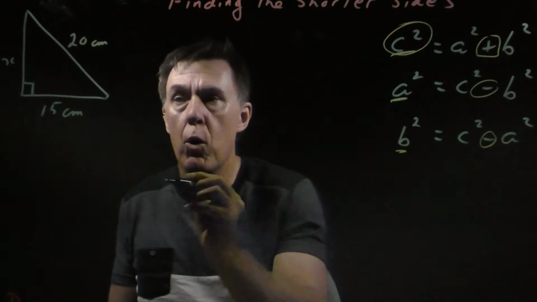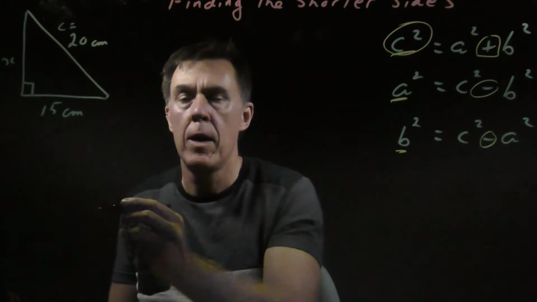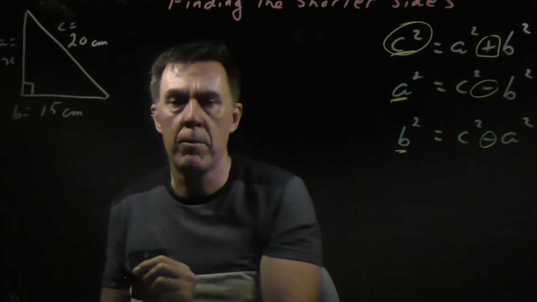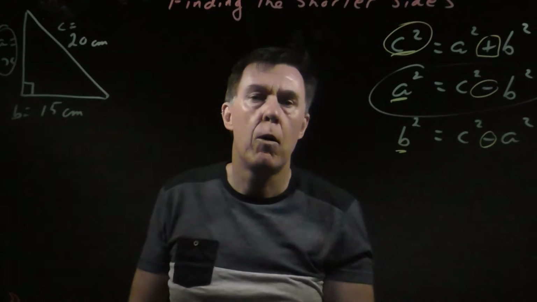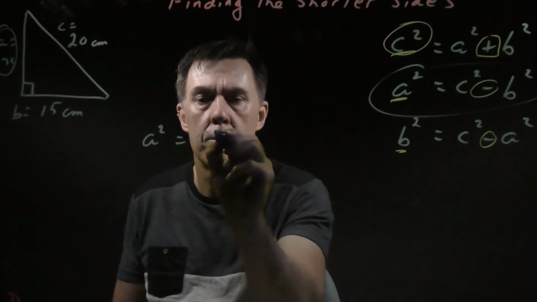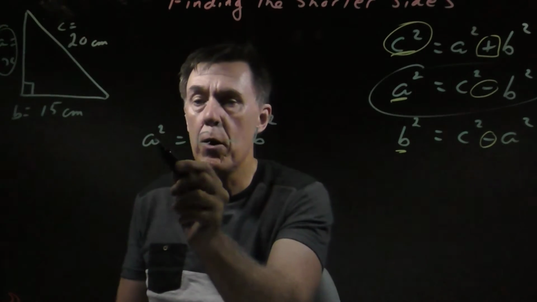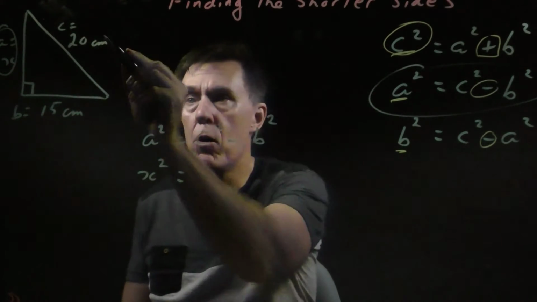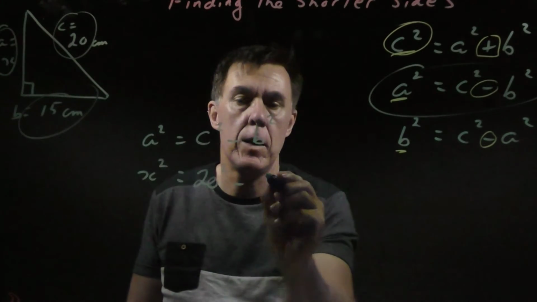So as I said before, we always start off by labelling our sides. The longest side is always side C, and it doesn't matter which one you call side A and which one's side B. So I want to find the length of side A. So I'll write my formula down first. Fill it in. I don't know A's value, it's just this unknown X. C, my longest side, is 20 centimeters. B, 15 centimeters.